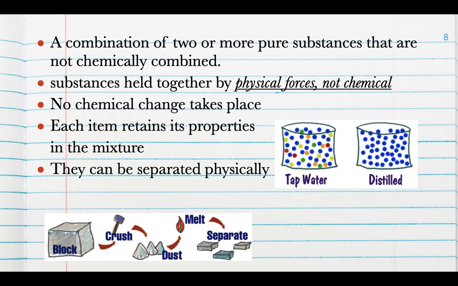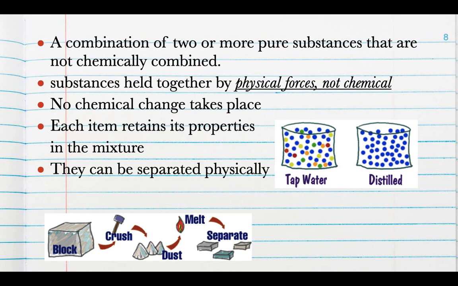I still have the same substances. And then each item is going to retain its property in the mixture. So if I look at the tap water in the image, I have the blue water molecules, but then most tap water has fluoride, has chlorine in it, and then there's some other little tiny elements that they put in it, like they put fluorine in it for our teeth. So those would be the other elements.